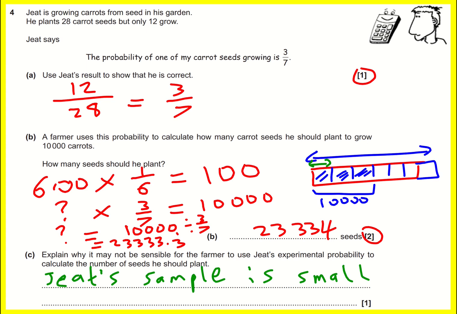Another thing was, even if his sample was really big, Jeet is growing carrots in his garden, whereas the farmer is growing them, we don't actually know, but it could be different. It could be different conditions. So I'm going to leave it as that because it's a 1 marker, but I'm just going to say this one verbally. You could instead say the farmer's conditions in his field may be different than Jeet's conditions in his garden.